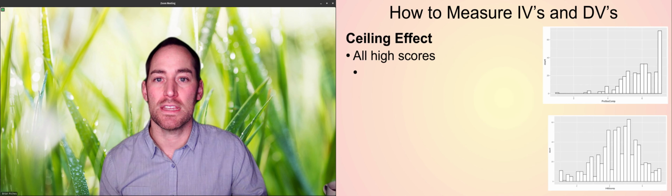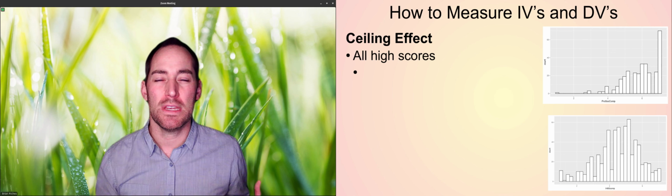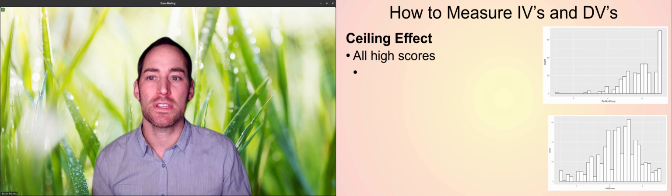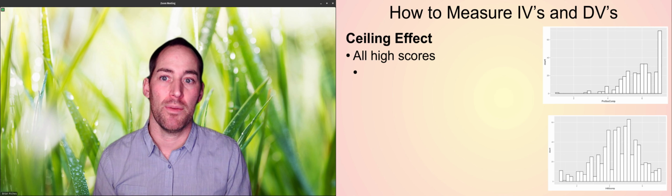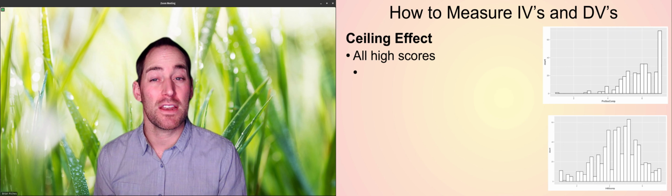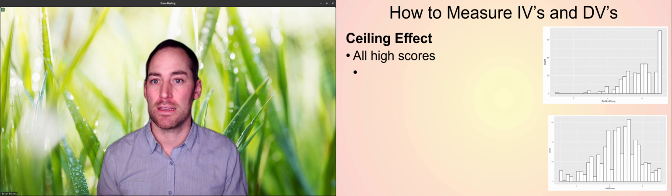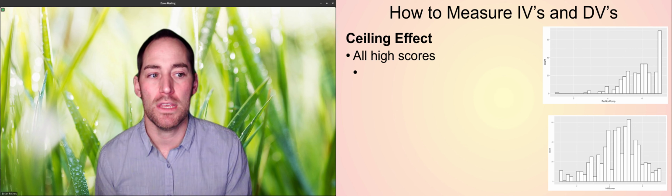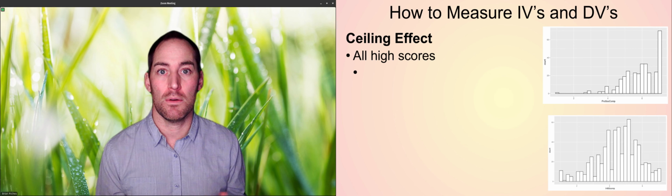So with all of our measures, we need to be concerned with some qualities of the measure. One of these things that can affect a measure is called a ceiling effect. A ceiling effect is when you get everybody or most people having high scores on the measure.